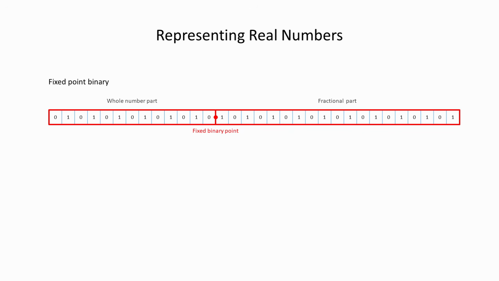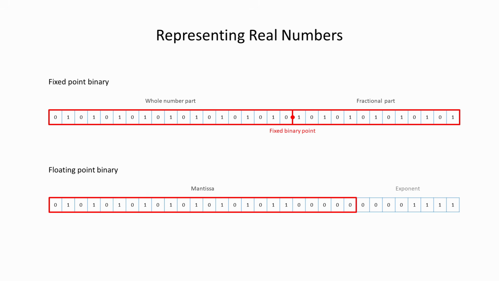Exactly where the point is fixed depends on the way that particular computer system has been designed. Fixed point binary can greatly simplify the processing of real numbers, but it imposes big limitations on the range and precision of the real numbers that can be stored.